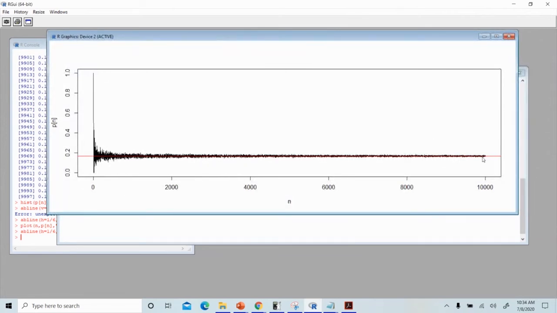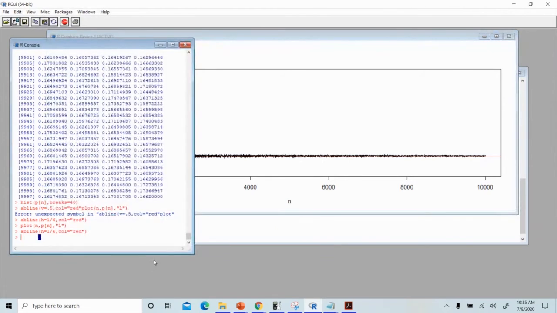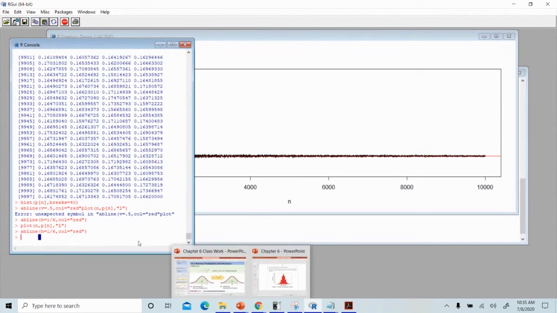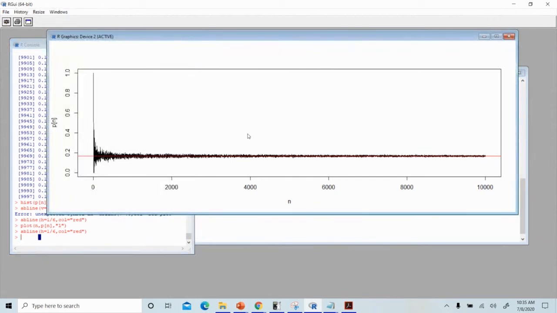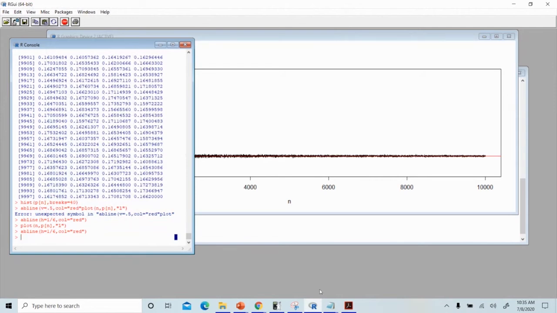So this is an illustration of, as you increase your sample size, you're going to get closer and closer to the true probability of whatever proportion you're interested in, or whatever mean you're interested in. The larger your sample size, the closer you approach your proportion. And the histogram illustrates that your sample averages will tend to be normally distributed.